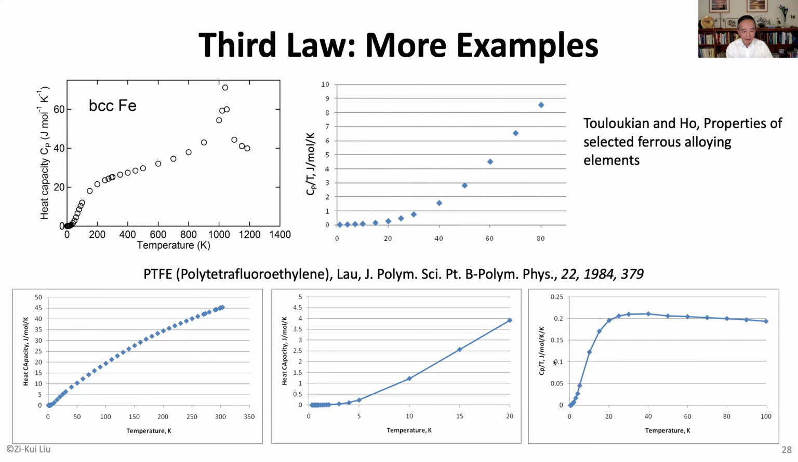Oh, sorry, this is Cp over T. That's right. This is heat capacity at low temperature scale, and this is Cp over T here.